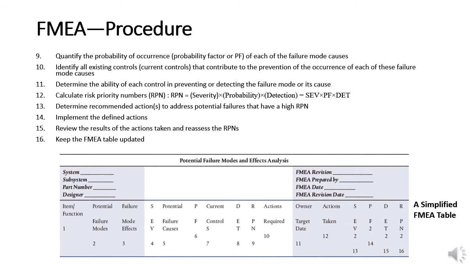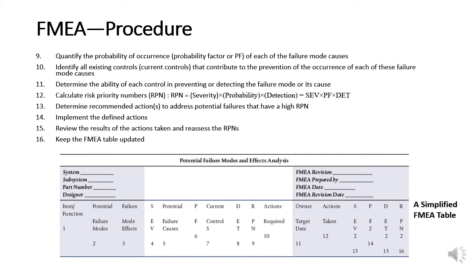The next step is to determine the ability of each control in preventing or detecting the failure mode or its cause. Detection is an assessment of the likelihood that the current control will detect the cause of the failure mode or the failure mode itself, thus preventing it from reaching the customer. As usual, a number must be assigned to indicate the detection effectiveness of each control, that is DET. The DET numbers are shown in column 8 of the FMEA table.